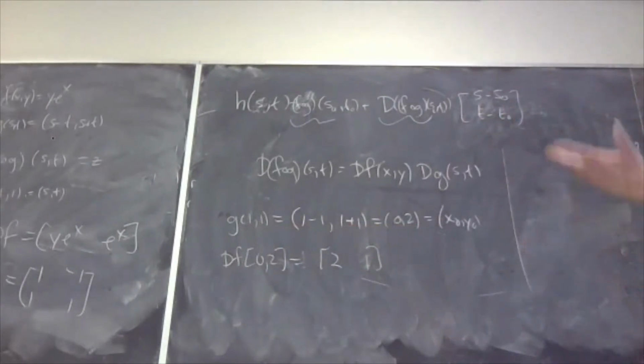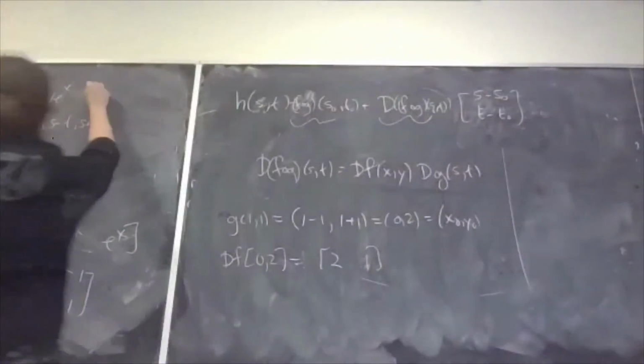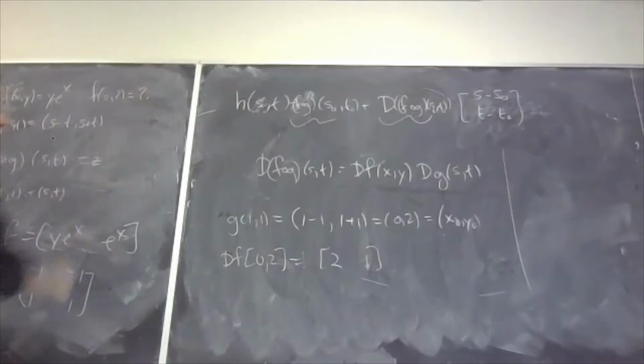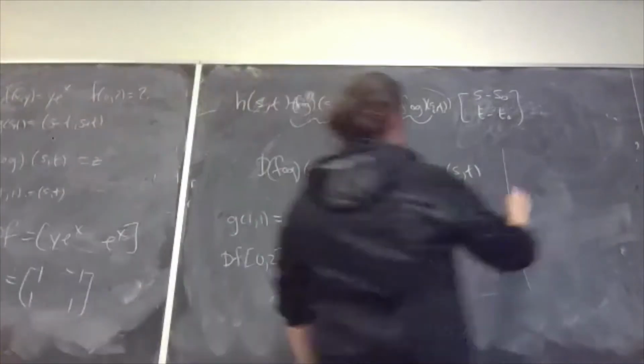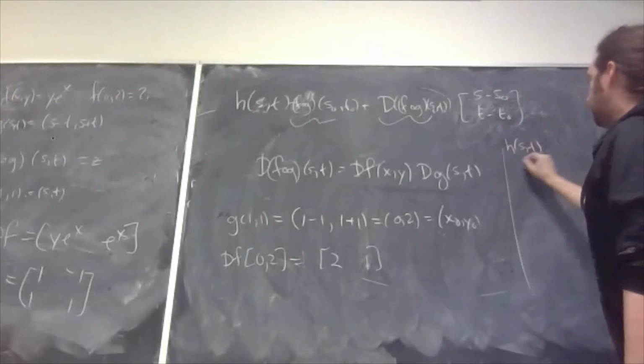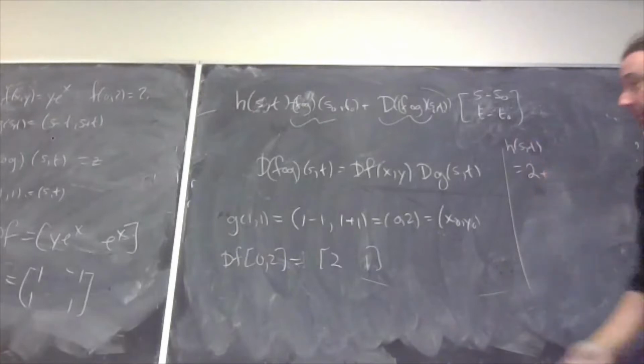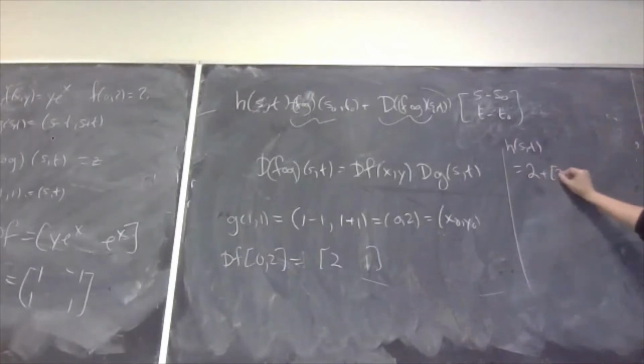So now, what's the equation of the thing in the end? Well, what's f of 0, 2? f of 0, 2 is equal to 2. So h of s and t is 2. That's the value of the function at s equals 1 and t equals 1. Plus this matrix multiplication, 2, 1 times 1 minus 1, 1, 1, times the vector that makes this make sense.